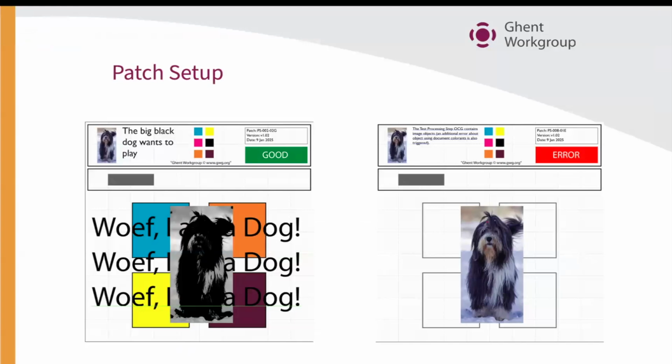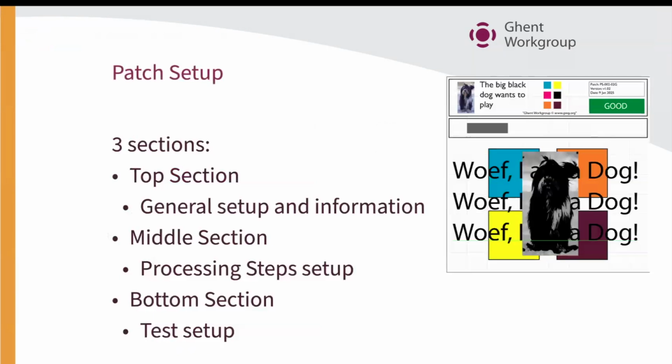Now, one of the things I will explain first is how the patches are set up. Just for quick reference, I added two patches here, a good one and a bad one. But you see the visual structure of the boat is already quite similar, and that's actually true for all the test patches. You will recognize in each of the test patches three sections.